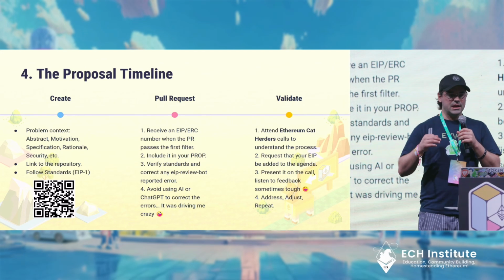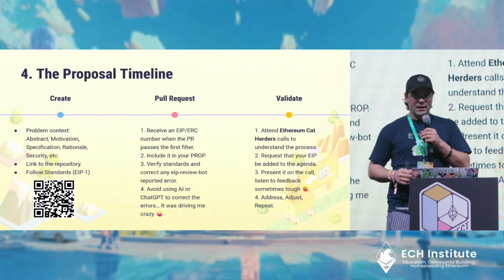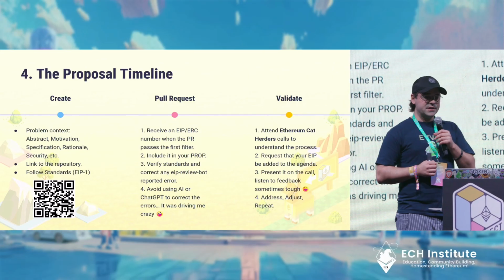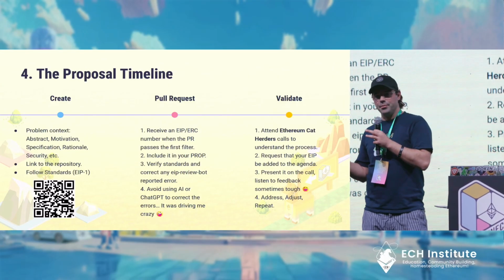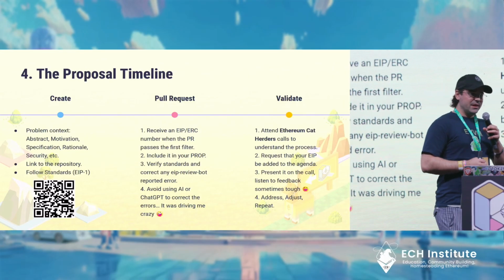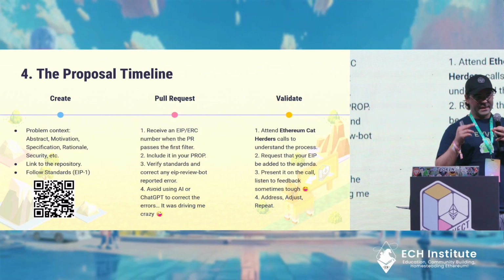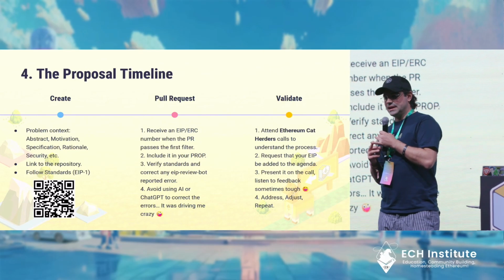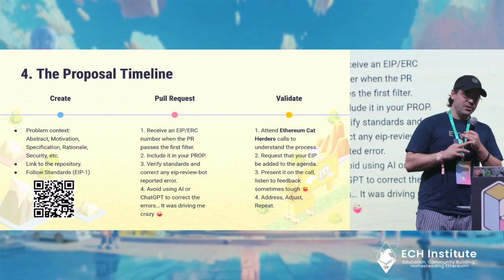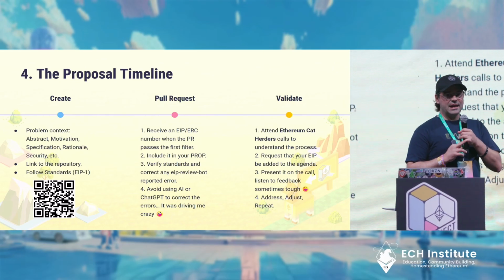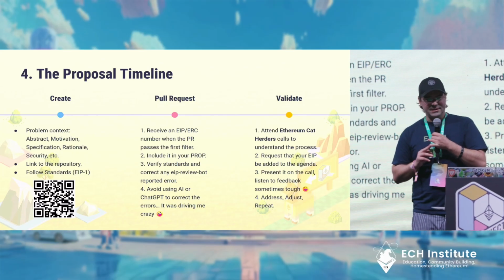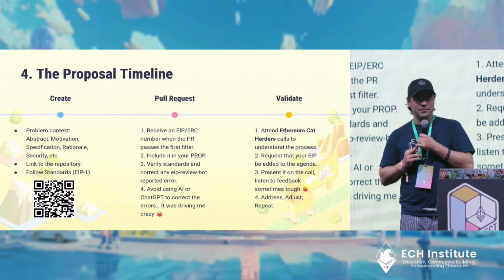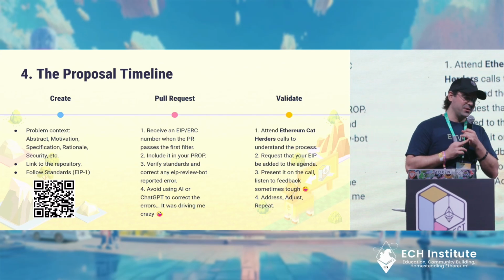You will receive an EIP or ERC number when the request passes the first filter. Then you will include this number in your proposal, and here start the problems. You have to rename your file. You have to do the pull request. You have to change a lot of information inside your MD file, and the bot comes. That was a nightmare for me. The EIP review bot throwing thousands of errors.